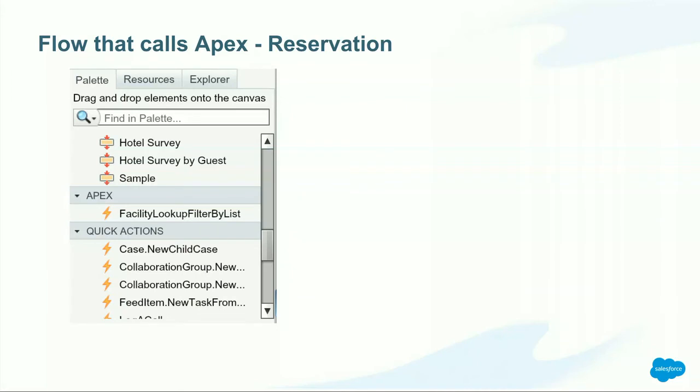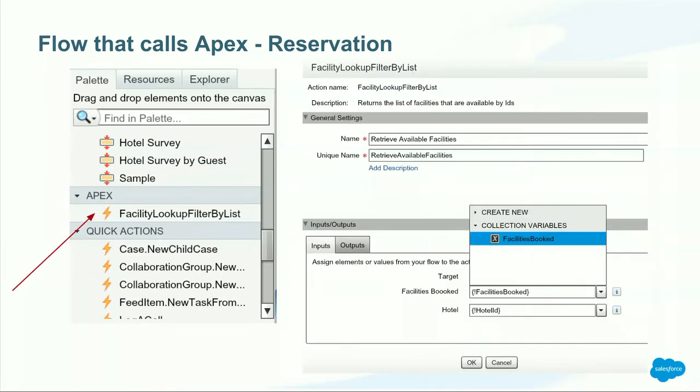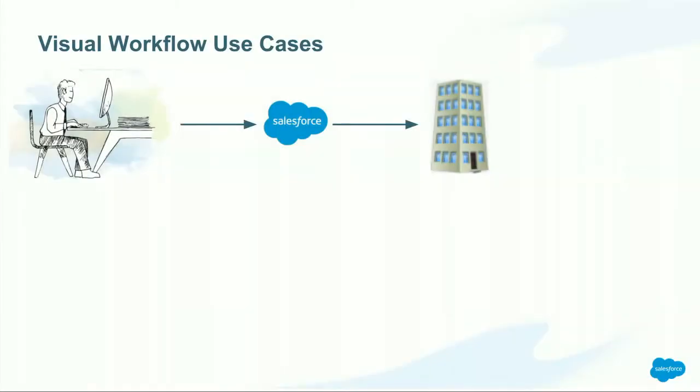Once I save the class, it will appear under the Apex section in the designer, and via drag and drop, I just pop it up, and I'm able to provide the information, the facilities booked that I got via the loop and the assignment in the flow, and the hotel ID. And that's all for this use case.